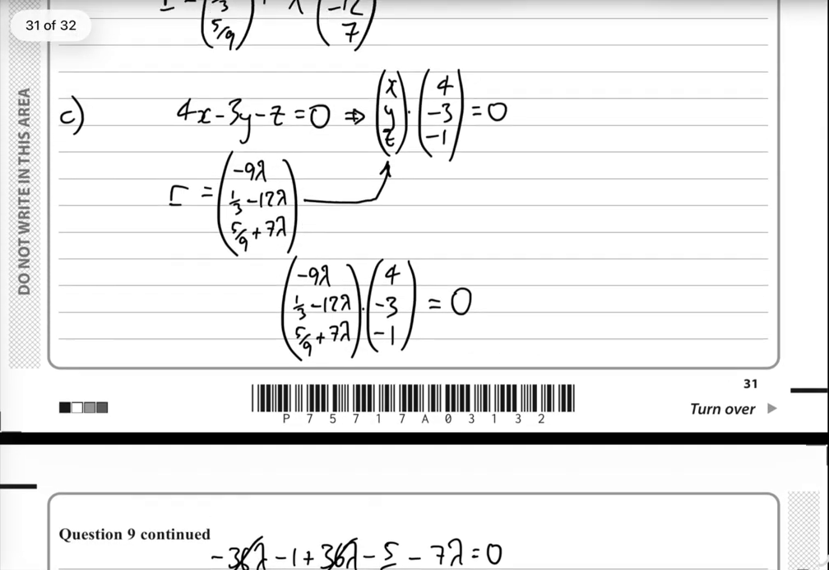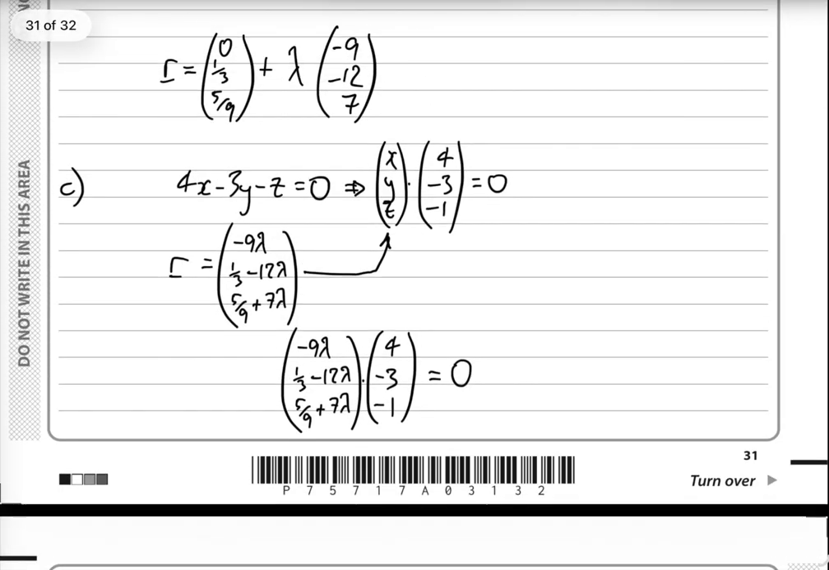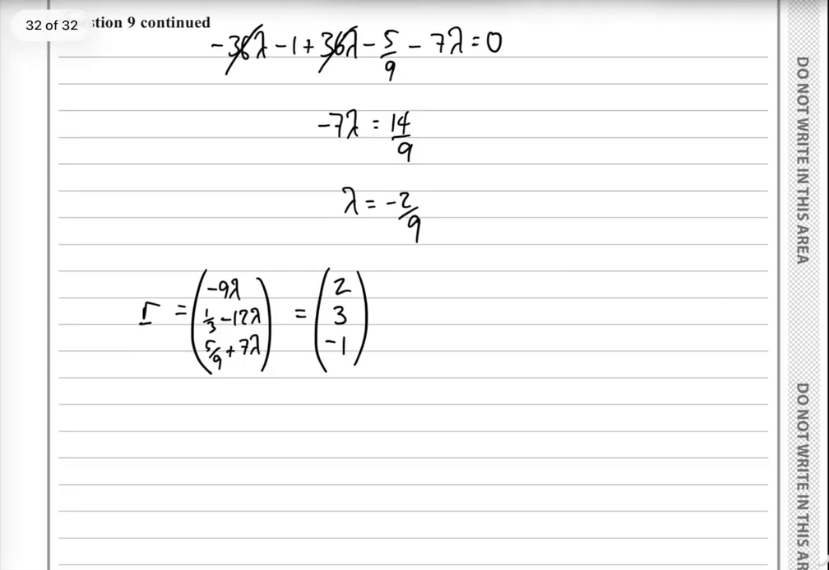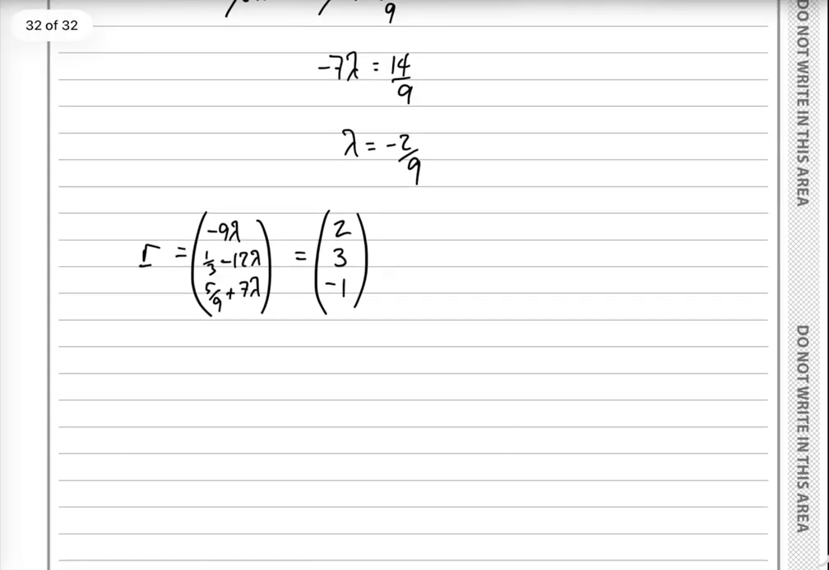Now we put that back into the R equation, copied from above, and we just substitute in lambda equals minus 2 over 9. So we get 2, a 3, and a minus 1. Very nice numbers in the end. So the point of intersection, the coordinates are 2, 3, minus 1.